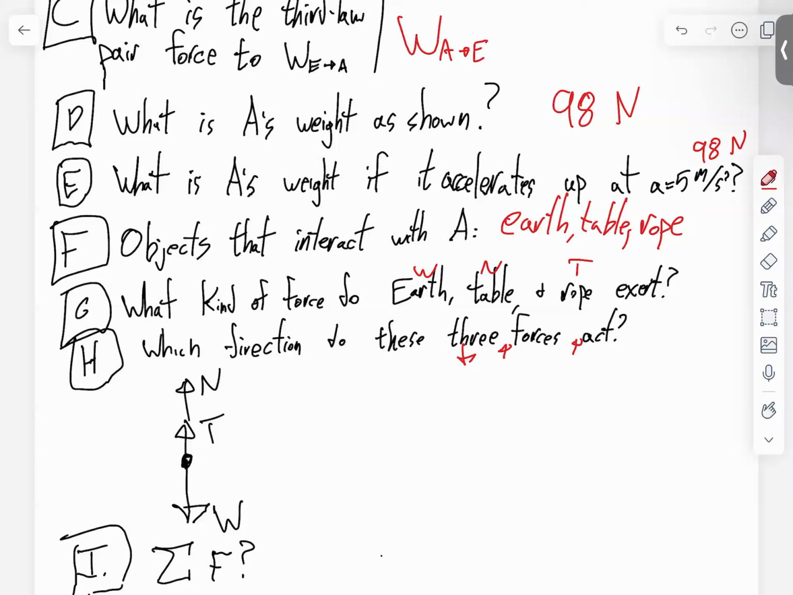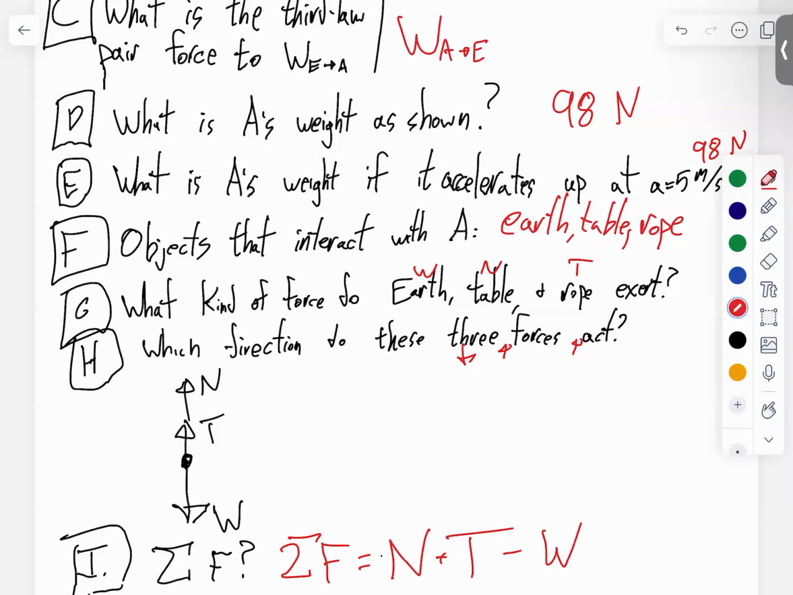Alrighty. The correct answer is N plus T minus W. Net force in the vertical direction is normal force up, tension force up, weight force down. Now, what is the net force for this object? Zero. How do you know?